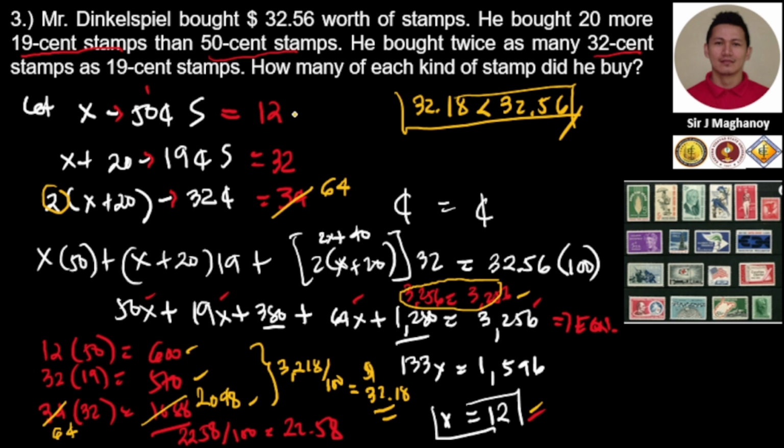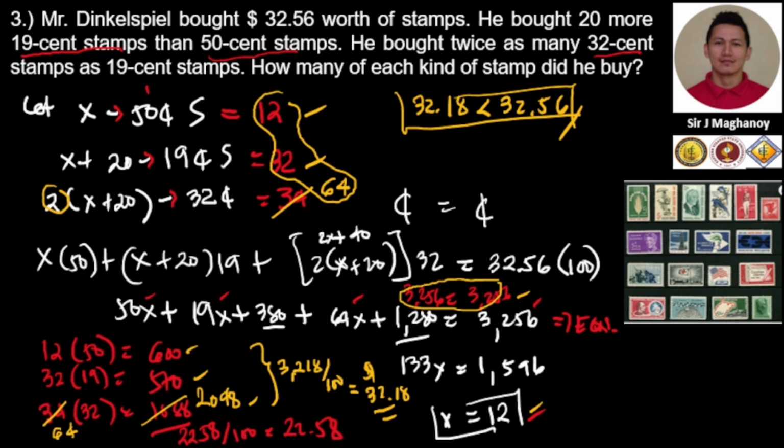We can safely assume that our answer for the number of 50 cent stamps is 12, 19 cent stamps is 32, and 32 cent stamps is 64. Okay, so that is our answer: 12, 32, and 64 pieces of each stamp. But if you try to check in decimal, it does not correspond. What is the missing piece?